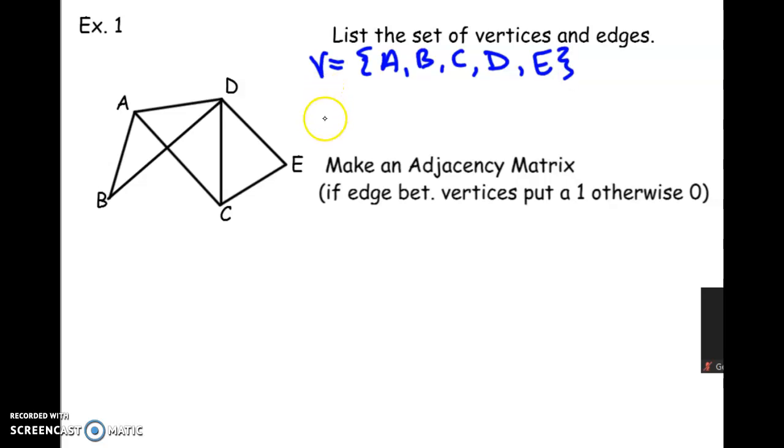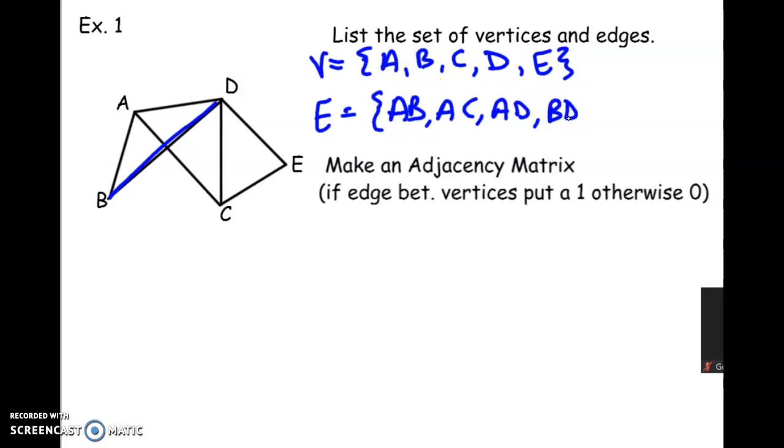Okay, for the edges, you don't need to repeat it forward and backward. Like if you already wrote down AB, you don't need to write down BA. So we have AB. I like to just start with the same letter. So AB, I'm going to do AC and AD. So those are the 3 edges that start at A. So now I'm going to go look at the edges that start at B. Okay, I already did BA because that was the same as AB. So I'm going to go BD, and that's it.